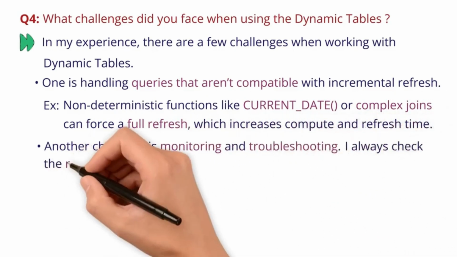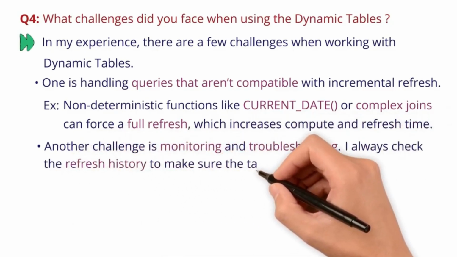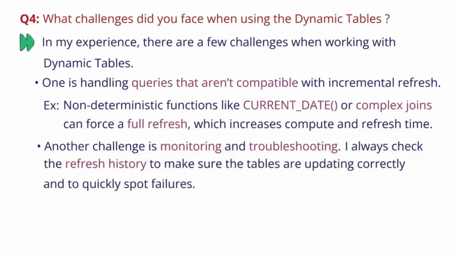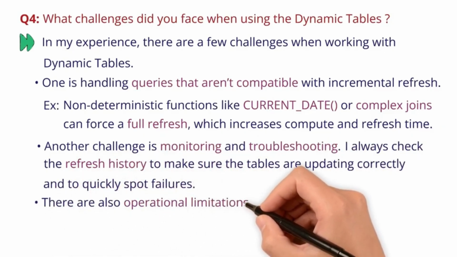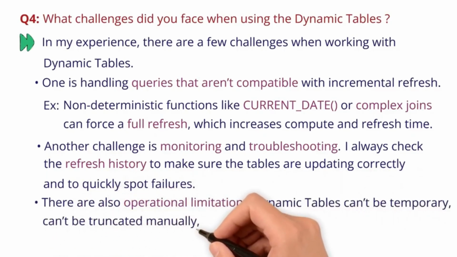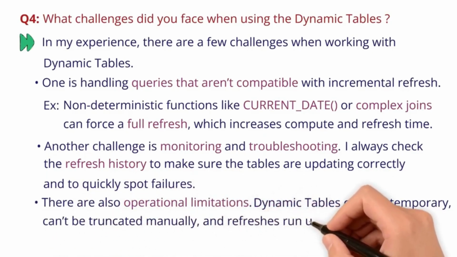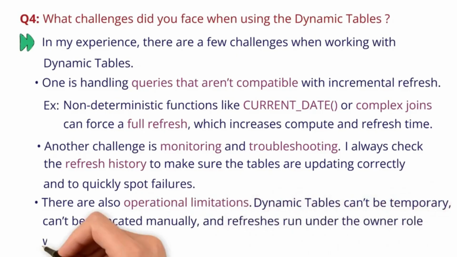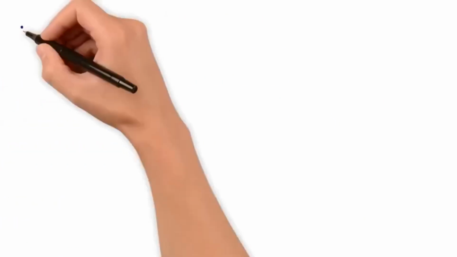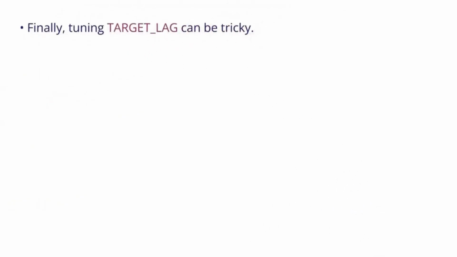I always check the refresh history to make sure the tables are updating correctly and to quickly spot failures. There are also operational limitations. Dynamic tables can't be temporary, can't be truncated manually, and refreshes run under the owner role, which limits some access controls. Finally, tuning target lag can be a bit tricky.